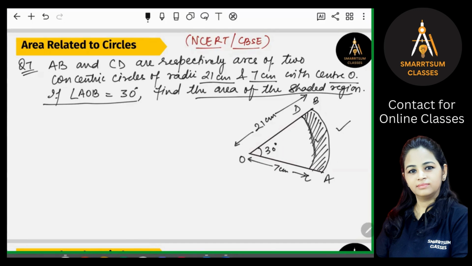So AB and CD are the arcs of the two circles, right? And angle is 30 degree, which is at the center O. They are concentric circles, so having the same center O. And angle AOB is 30 degree, which is given here. Now we have to find the area which is occupied by this shaded region. So how to do this? We can find out the area of both the sectors, AOB and COD, and then we can subtract them to get the area of the shaded region. So just write down.